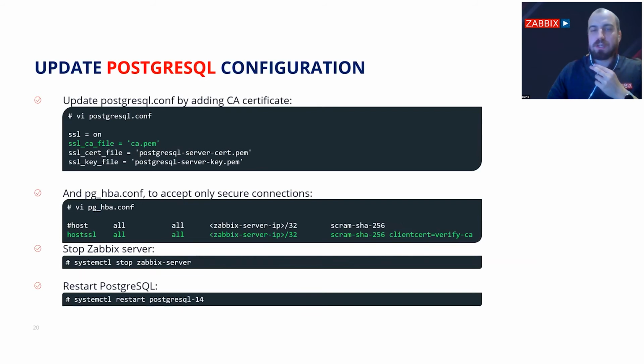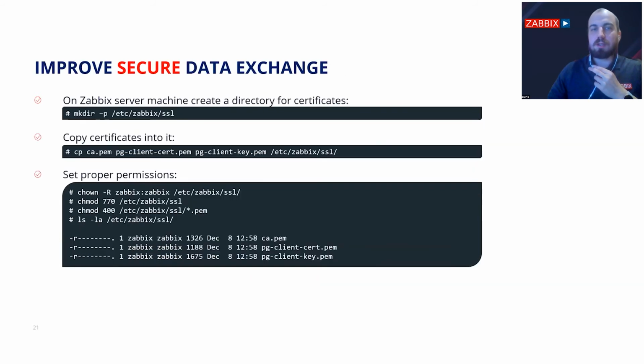So from Postgres side, we're basically finished, but not from the Zabbix side. Zabbix still needs its certificates, which we generated, the client certificates. So we will make on the Zabbix server a directory for certificates. Again, can be whatever you like the most. I'm making /etc/zabbix/ssl. I'm copying certificates, which we generated for the client, into that directory.